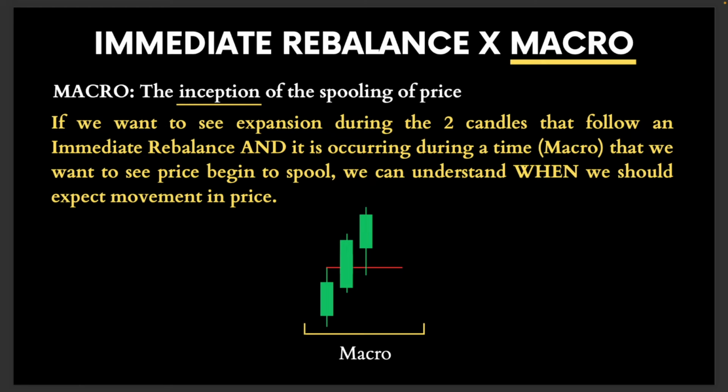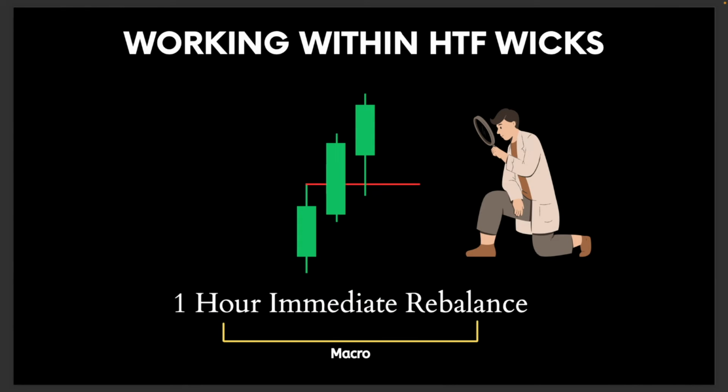So if you combine this immediate rebalance rule, right, with the expansion after the 2 candles that follow the immediate rebalance, and then we add the other aspect of actual time with the macro, it becomes really, really powerful. And we're going to take a deeper look at this. We can look at higher time frame immediate rebalances that occur during macro times and go and work within those higher time frame wicks.